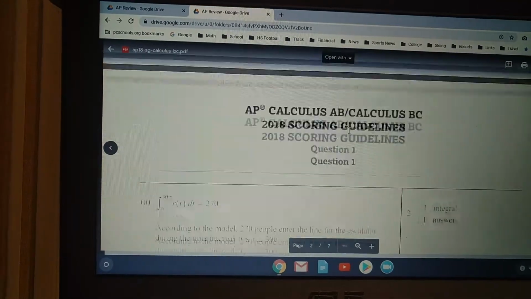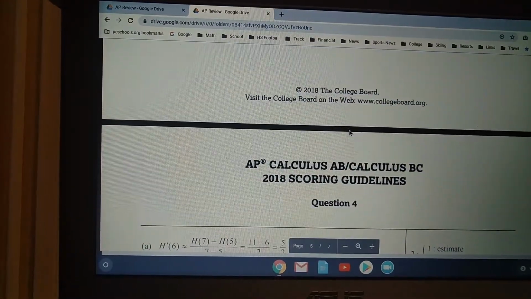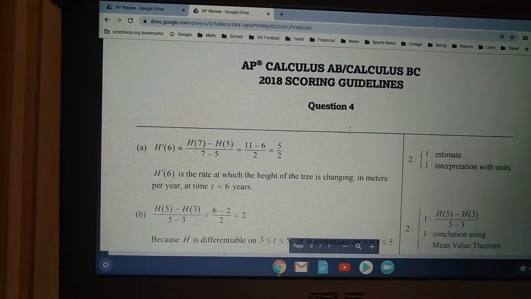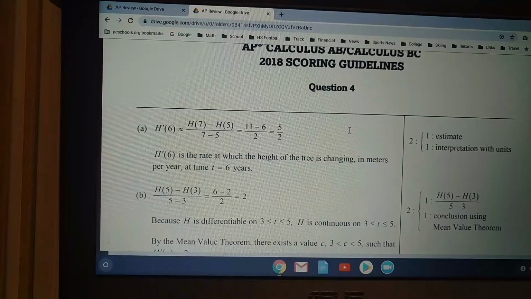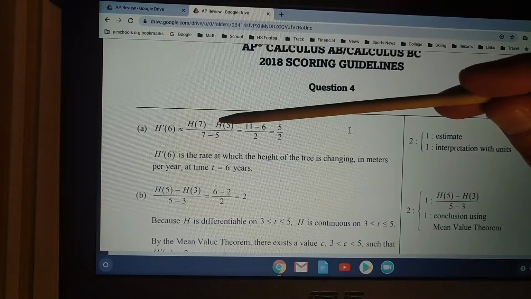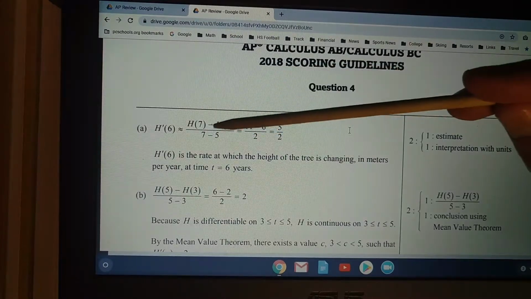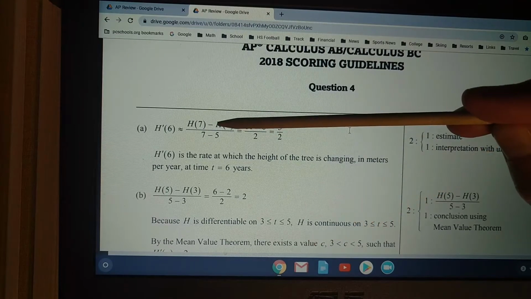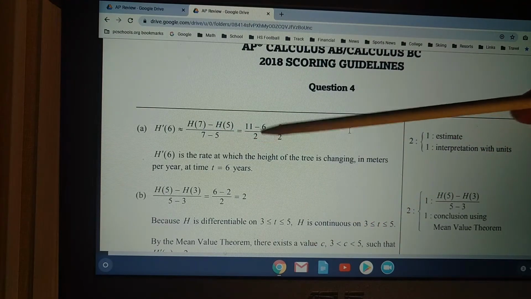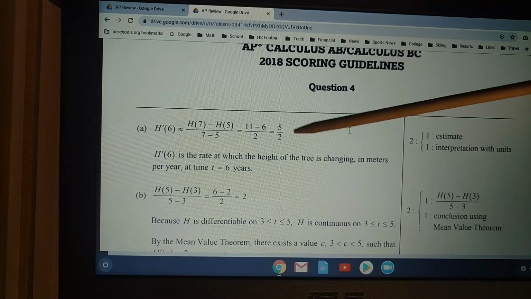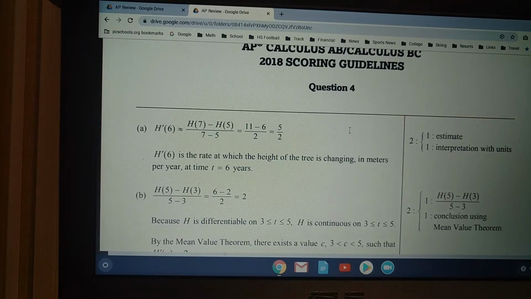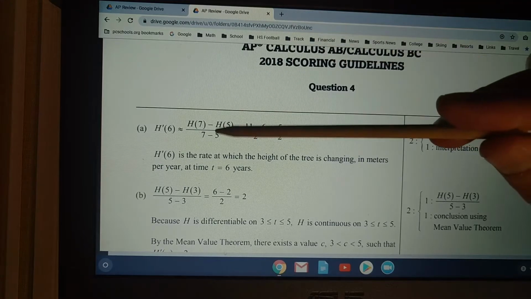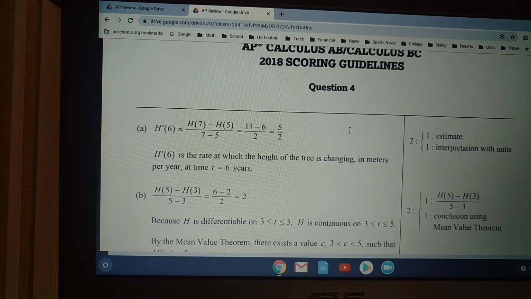So first, as we look at this, on part A, we're finding an average rate of change. So we need to approximate using our ratio here. We need to see this ratio of differences. So we need to see here a ratio of differences in some point here, and we get 5,2. And then we need to correctly interpret and use units. So having the correct ratio here gets us 1 point.